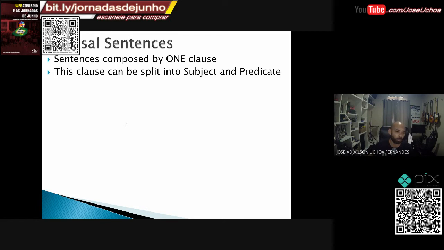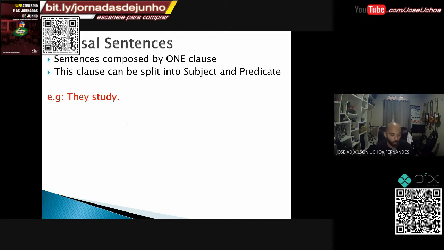Well, so clausal sentences are sentences composed by only one clause, and I think you are already familiar with this notion of clausal sentence. And these clausal sentences can be split into subject and predicate. Okay, so we should review the notions of subject and predicate.